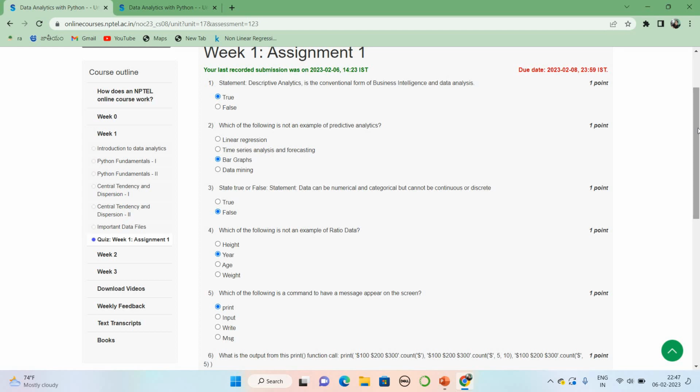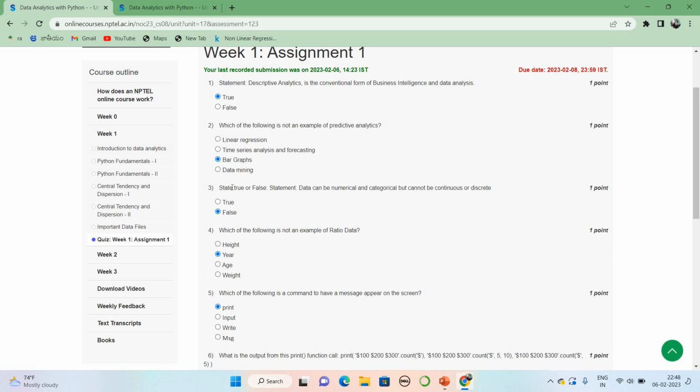Number one statement: descriptive analytics is the conventional form of business intelligence and data analysis. Is it true or false? Actually, it is true. So, the answer here is given as true. Now coming to the second question, which of the following is not an example of predictive analytics? Of the four options given, bar graph is not an example of predictive analytics. So I have selected this one.